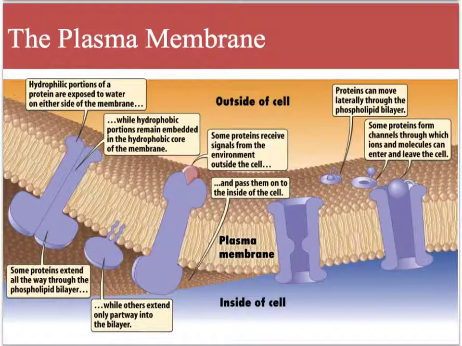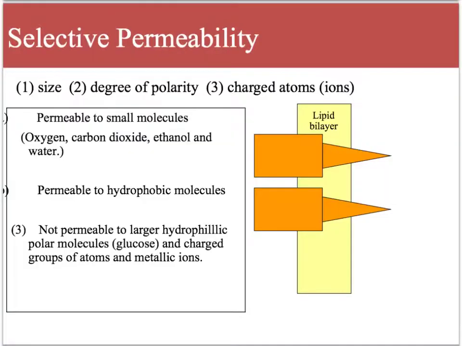They may be part of cell recognition. You've got some that act as facilitated transport, so a protein receives a signal from the environment outside of the cell, and then it will allow them to pass into the inside of the cell. Some proteins can move laterally through the phospholipid bilayer, and some form channels for ions and molecules to enter and leave the cell.